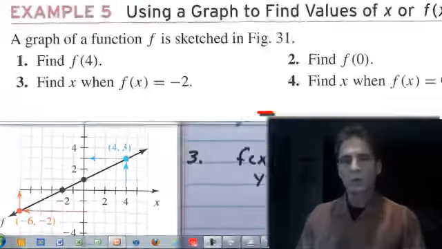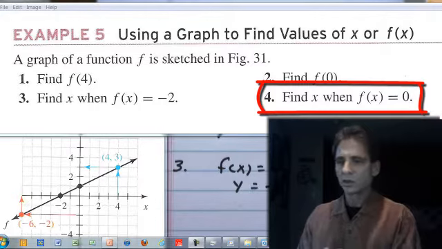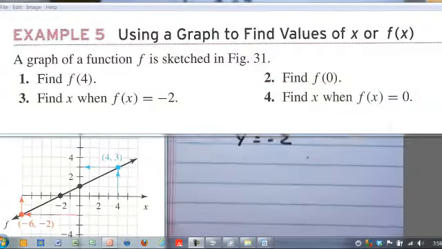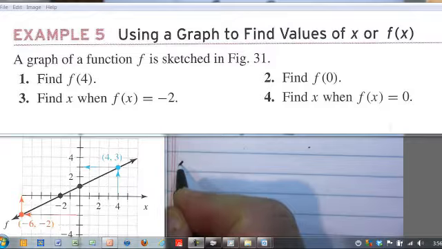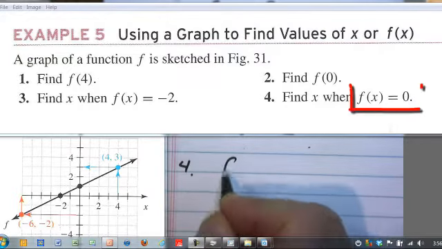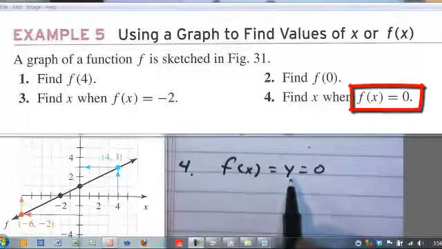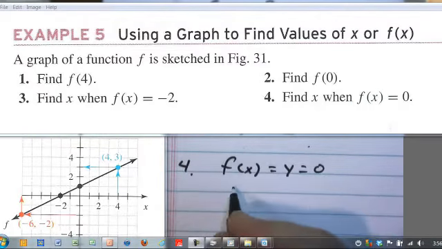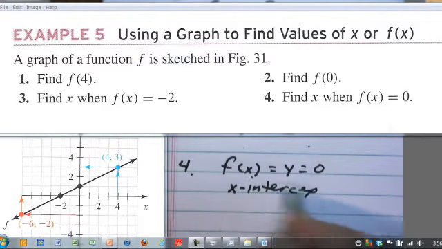And finally, number 4 is saying find x when f of x equals 0. So it's really looking for the x-intercept. And again, that's where x hits the x-axis, or when the line hits the x-axis. So 4 is saying f of x, or in other words, y, is equal to 0. So when y is 0, that gives us the x-intercept, or the value of x when it hits the x-axis.